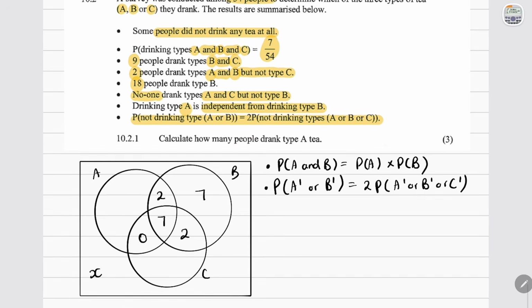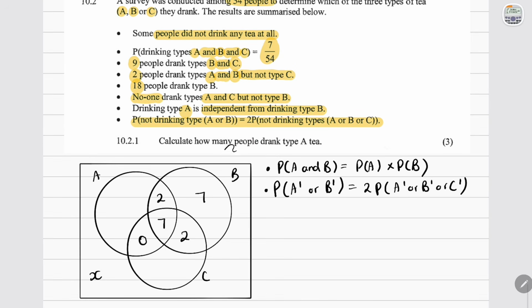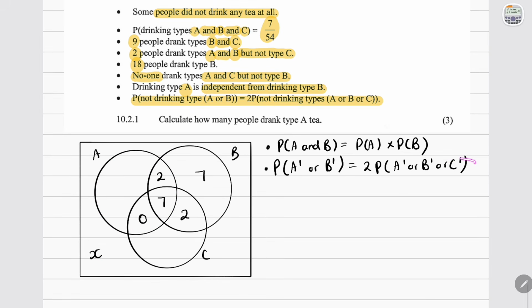Now the question in 10.2.1 says, calculate how many people drank type A. Okay, so how many people drank type A? Do you see that to find that we would need to find the people who drank A only? Okay, so what information did they give us about A? I know that here they're giving us, but with this work, it seems more like about finding this part. So we can use the first one. Let's try to use that.